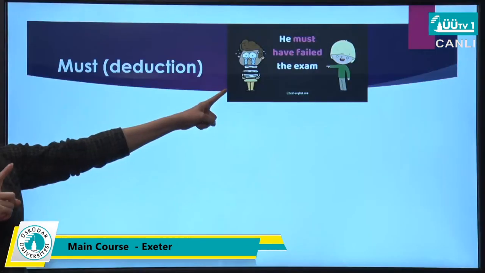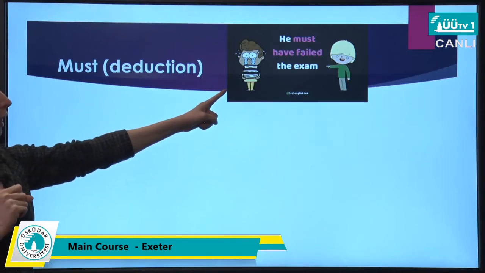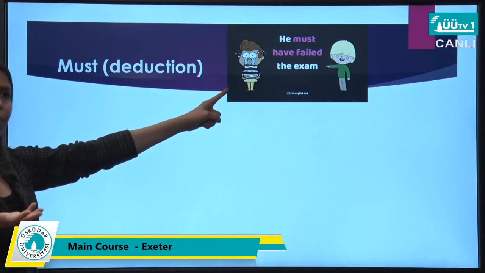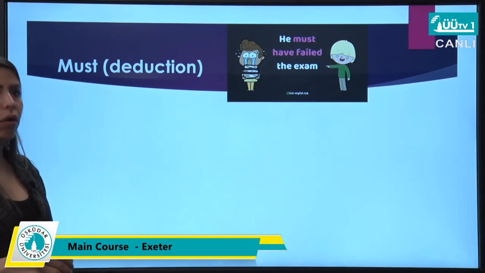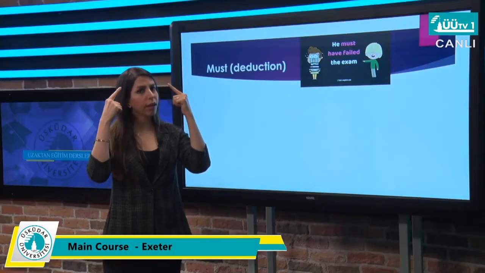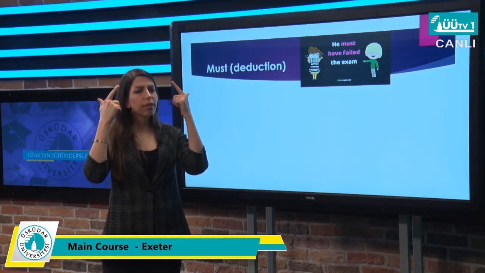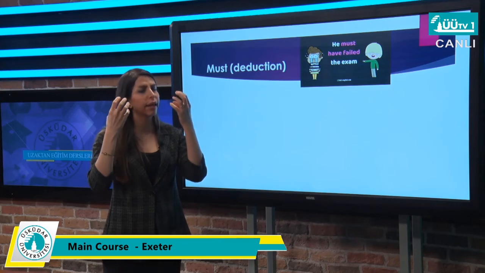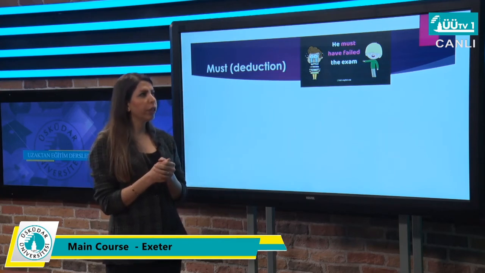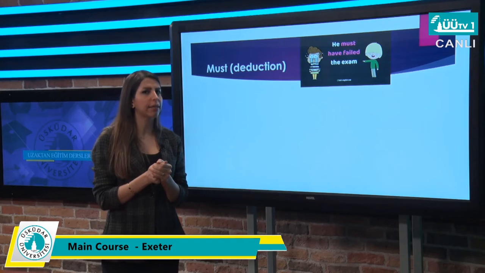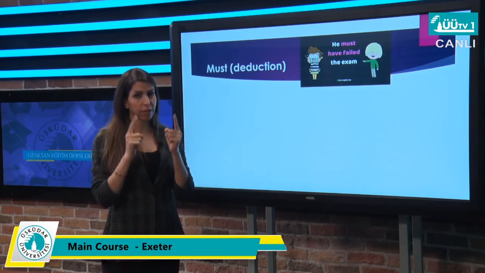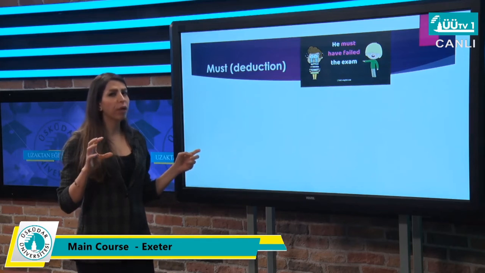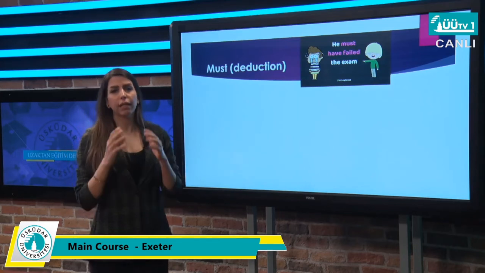Look at that guy over there. What is he doing? He's crying. Imagine that your classmate in class, he or she is crying. You just start thinking, what happened? You just start making a conclusion. Just start guessing. What has happened? He must have failed the exam. This is the deduction. This is the guess that comes to your mind. Yes? So you are certain that this is true.